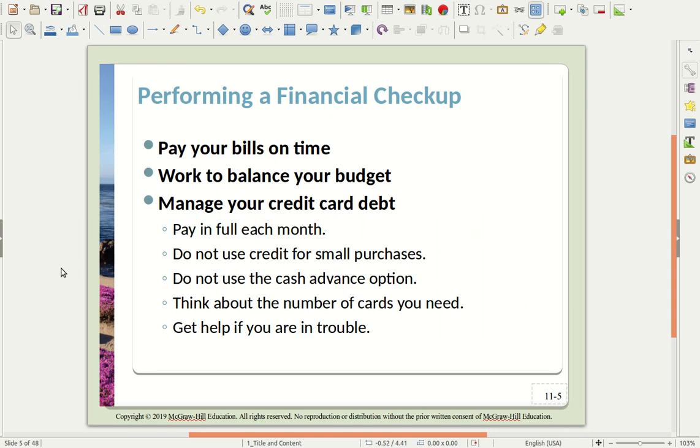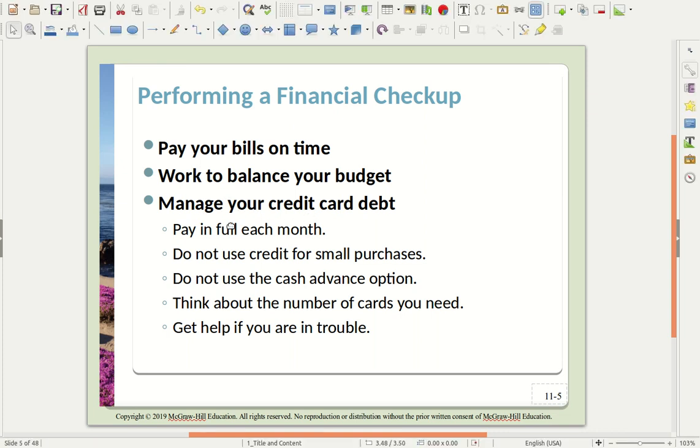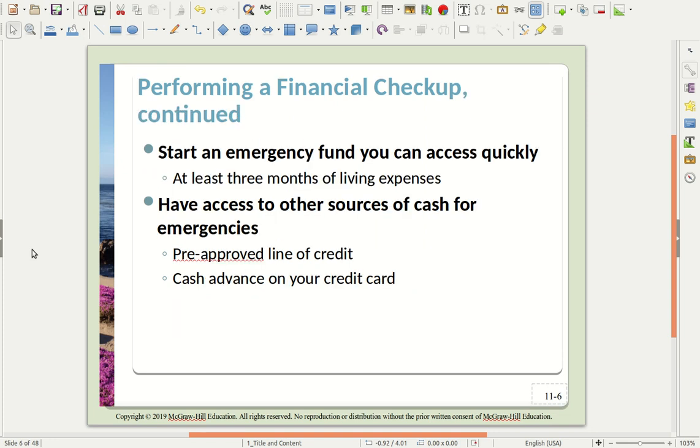Now, before you think about putting together an investment plan or program, first of all, you need to make sure that you're paying your bills on time, okay? You have balanced your budget and you've managed your credit card debt. Get out of debt as far as your credit cards are concerned. Make sure that you're paying each one in full. Don't use them for small purchases. Just use cash, use your debit card, and things like that. So make sure that you have gotten yourself in a good place as far as your overall finances first before you actually put together an investment program.